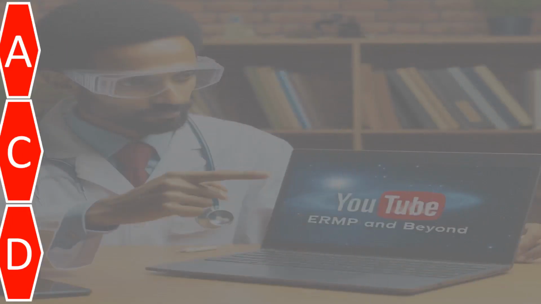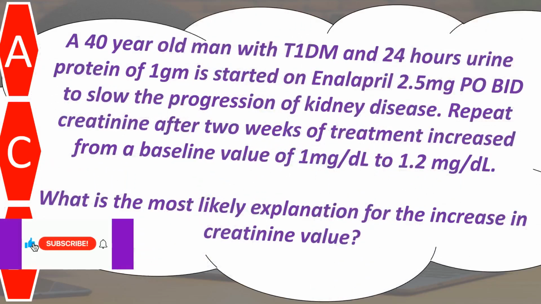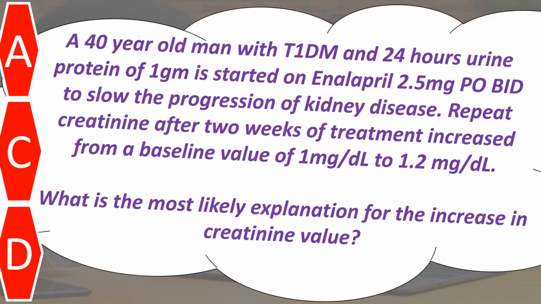Let's break down this question about the patient's creatinine levels. The question asks about a 40-year-old man with type 1 diabetes and some protein in his urine. This suggests he might have diabetic nephropathy, a type of kidney damage that can happen with long-term diabetes. He was prescribed enalapril, a medication that helps protect the kidneys in this situation. Now, after 2 weeks on enalapril, his creatinine level went up. Based on our discussion, reduction of GFR is the correct answer.